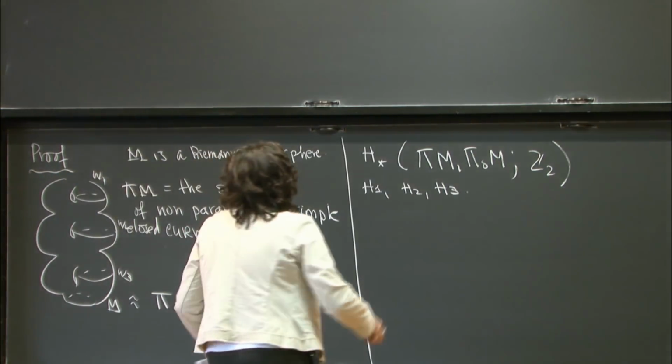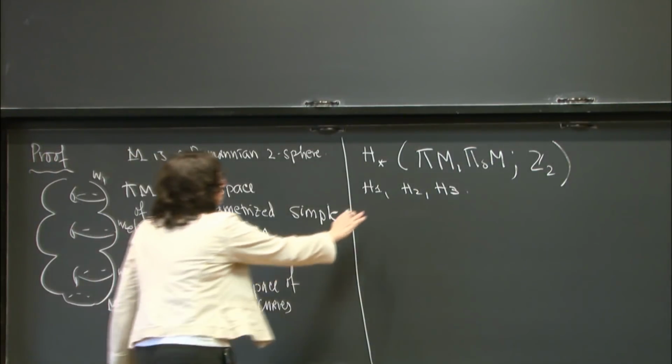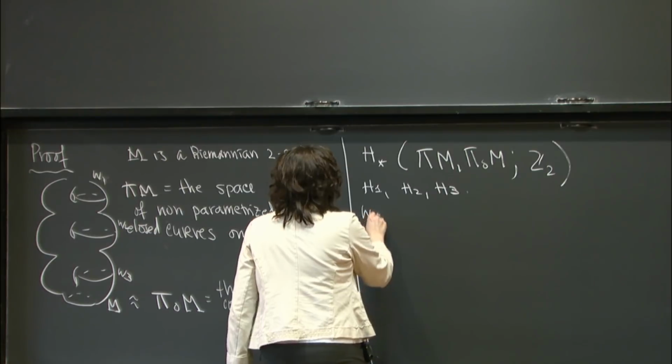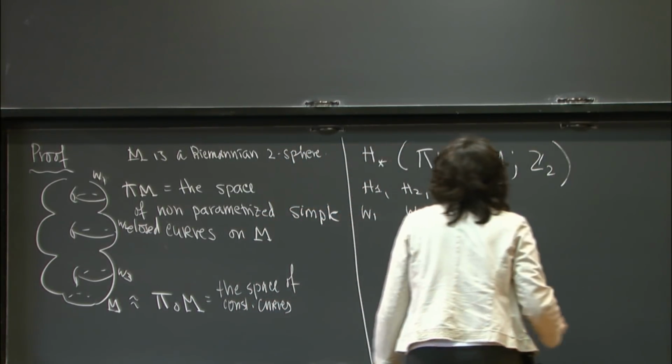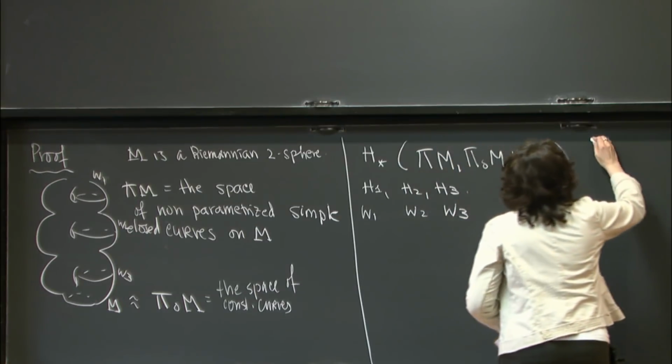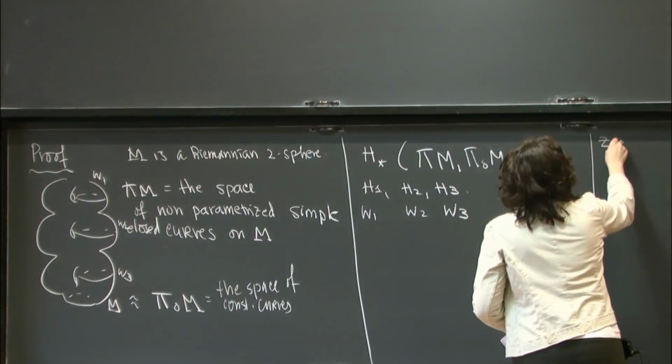Okay, so how do I describe the representatives of H1, H2, and H3? Let me first go to the round sphere and describe it on the round sphere. I'm going to call them Z1, Z2, and Z3. So Z1.